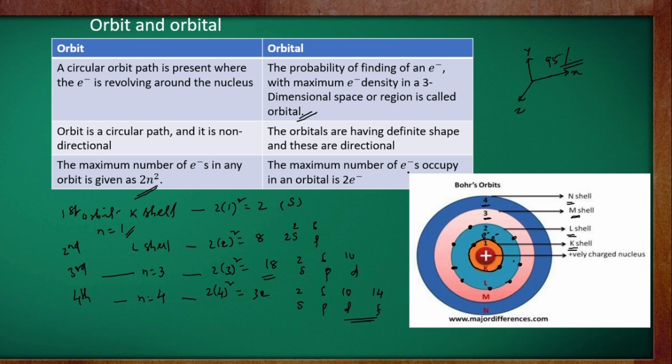The maximum number of electrons occupied in an orbital is 2 electrons. So whatever orbital you take, the maximum number of electrons filling in this orbital is 2 electrons only. Okay. So this is about orbit and orbital, students. Okay, right.